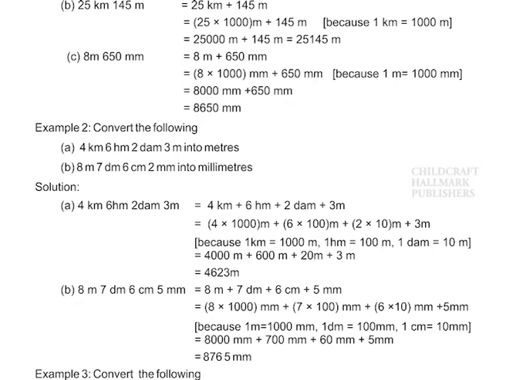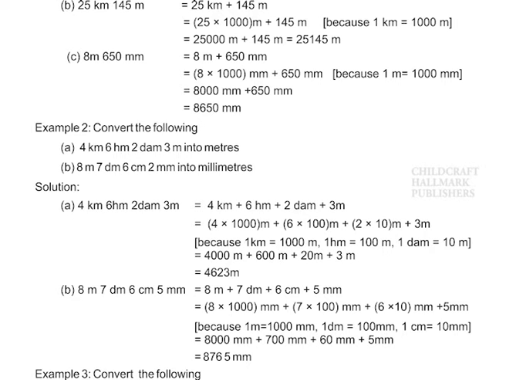25 kilometers and 145 meters is equal to 25 kilometers plus 145 meters is equal to 25 into 1000 meters plus 145 meters is equal to 25,000 meters plus 145 meters is equal to 25,145 meters.